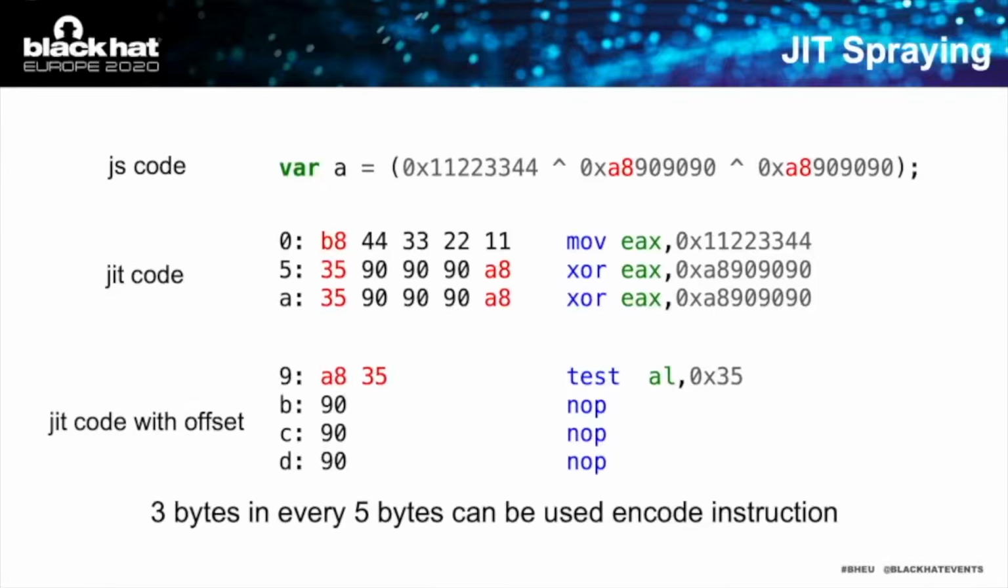We can use those instructions to construct a shellcode. In this way, our shellcode is allocated in the executable memory area. We can spray such JIT code chunks into the memory and change the EIP register to the address. Then we can execute our shellcode.